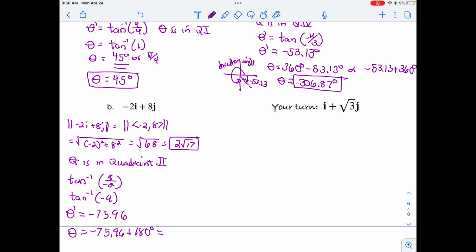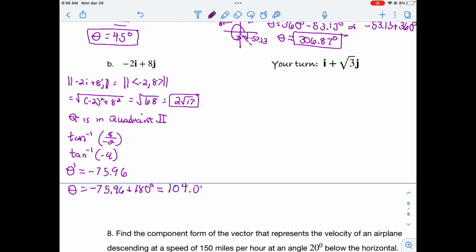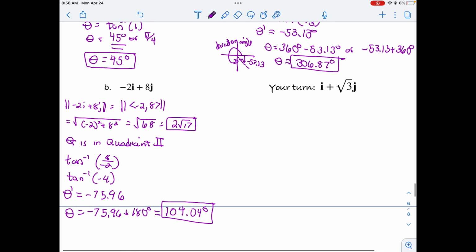And so -75.96 plus 180 degrees gives us a direction angle of 104.04 degrees.